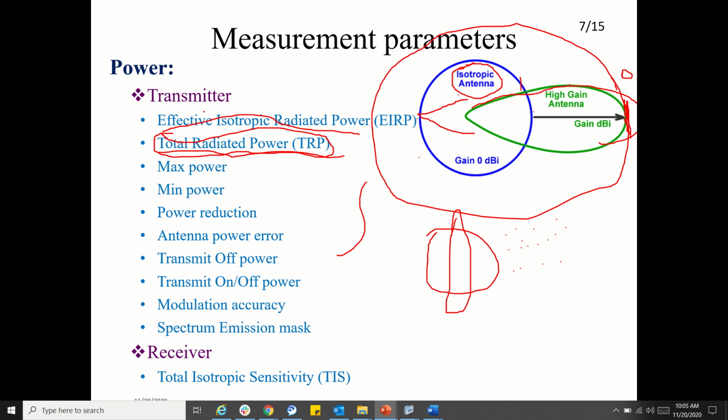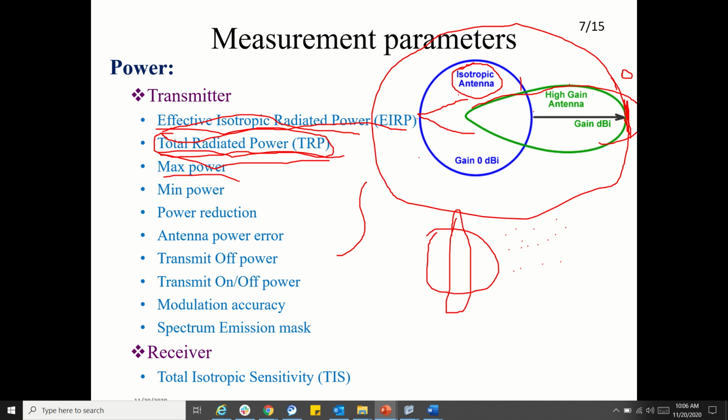So in the test you might have seen EIRP for the theta plane and EIRP for the phi plane. Based on that, we will add both of them and then integrate, and we will get the total radiated power, okay.